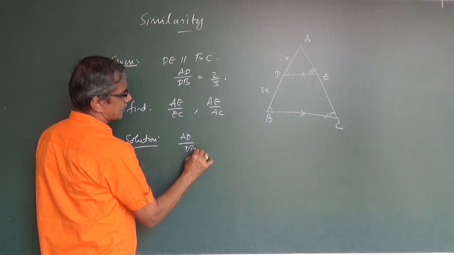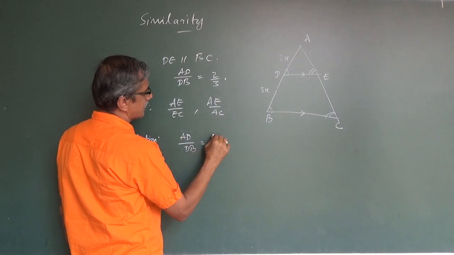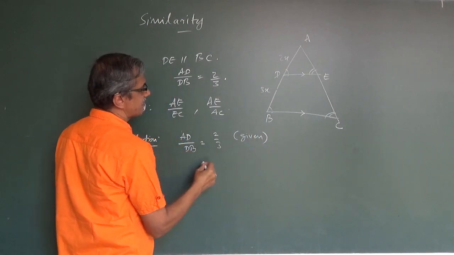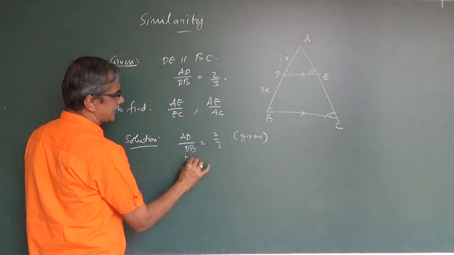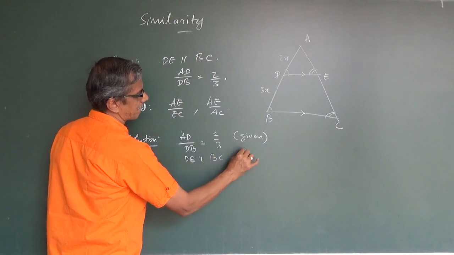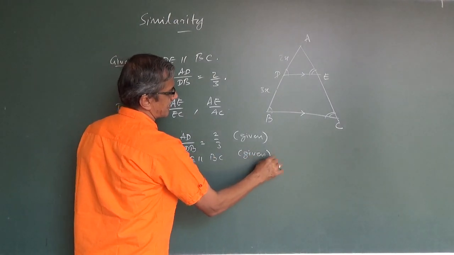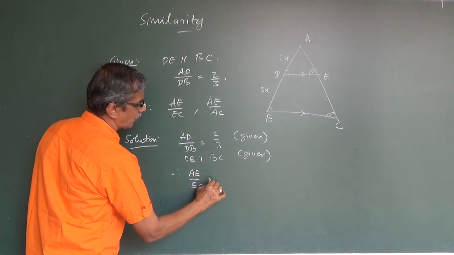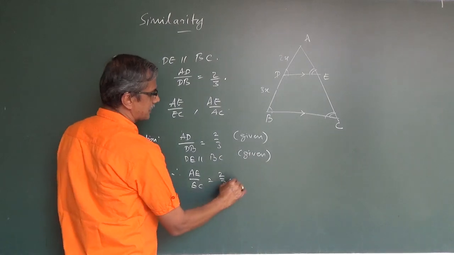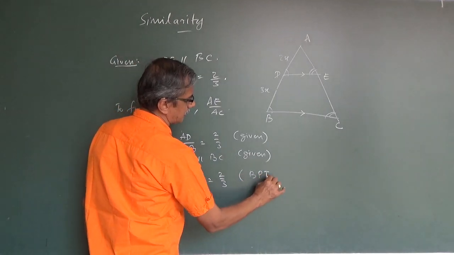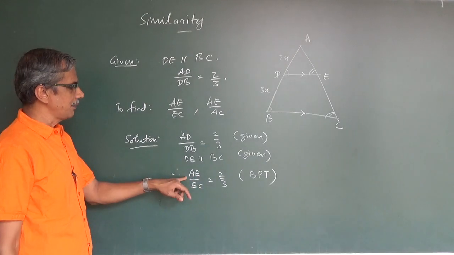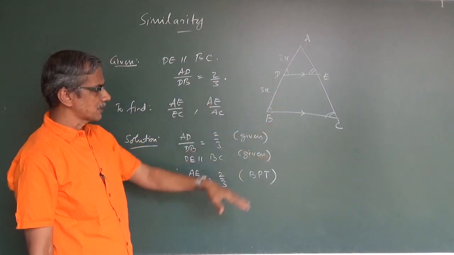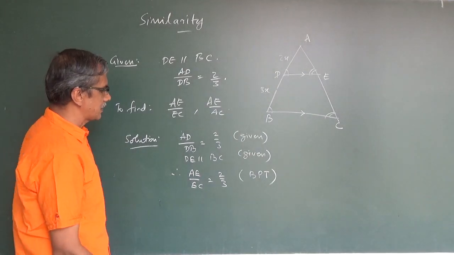AD by DB is equal to 2/3 given, and DE is parallel to BC given. Therefore, AE by EC is also equal to 2/3 by basic proportionality theorem, because that is by basic proportionality theorem, which you have already understood.